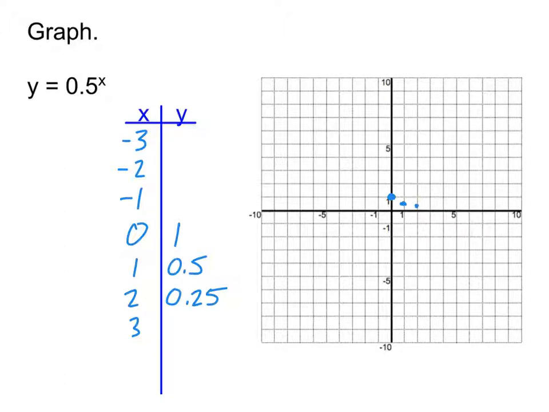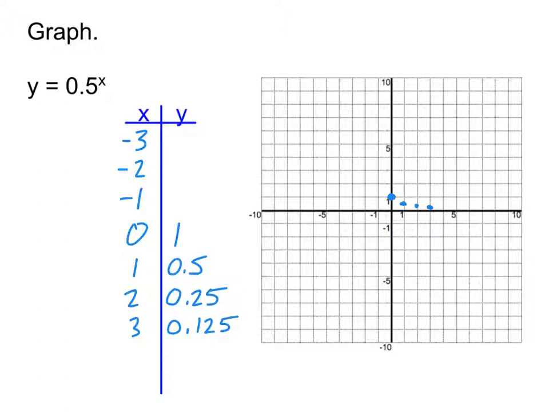Now I can do 0.5 to the power of 3, which gives me 0.125, getting even closer to the axis. Maybe you're already seeing what's happening, but if not, let's deal with the negatives, and that might make it even easier to see.